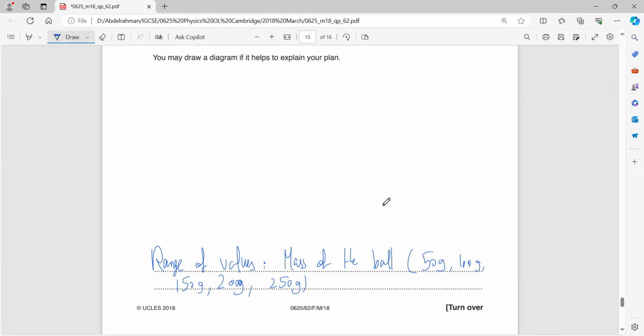You cannot use meters. You cannot go, let's say, 2 meters, 4 meters. You do not have 4 meters inside the lab. The maximum height would be 3 meters. That's it. So this is the range of values that I will be using for the mass of the ball.